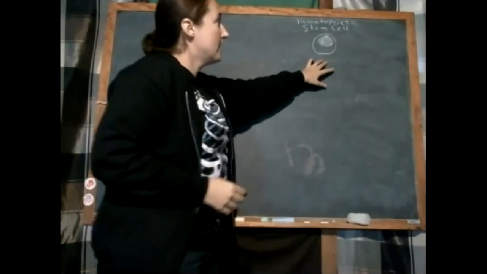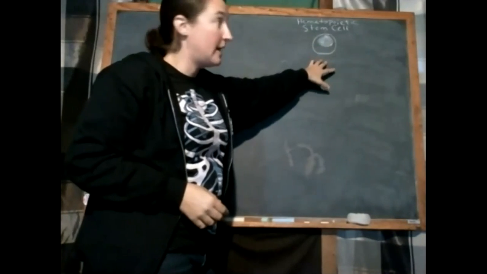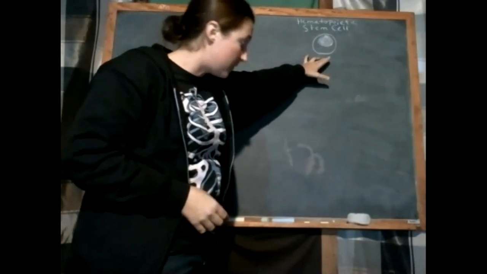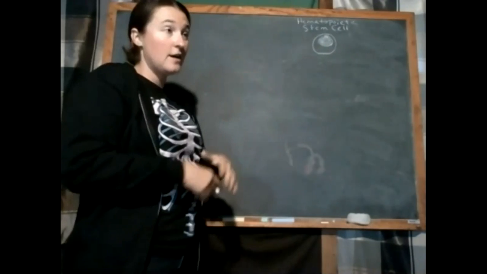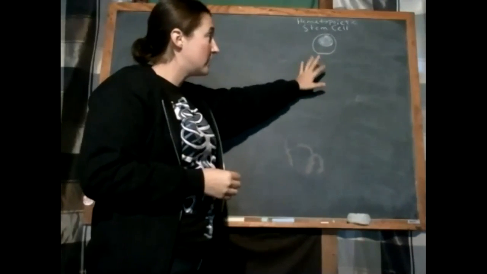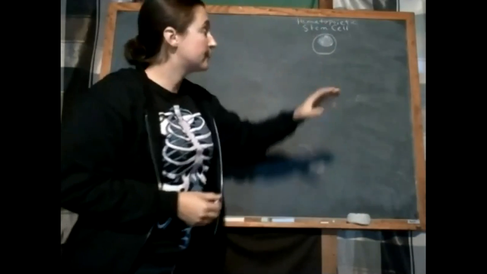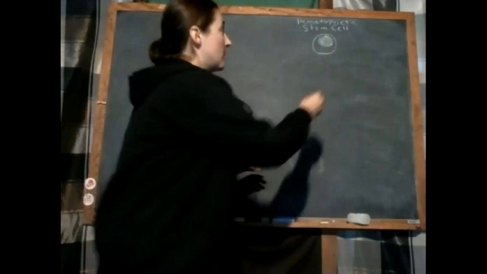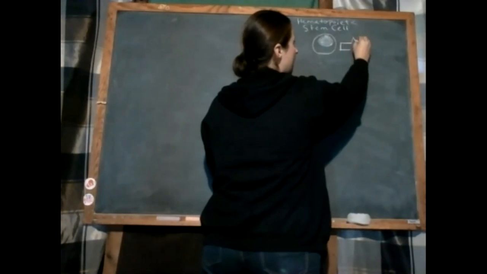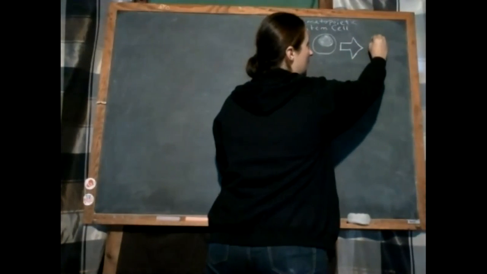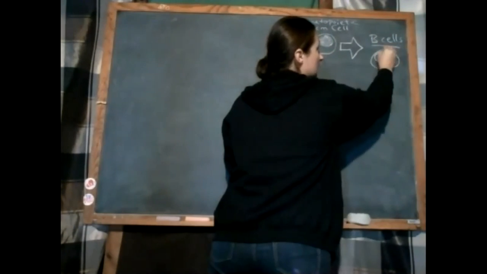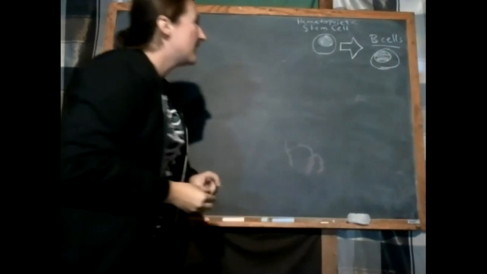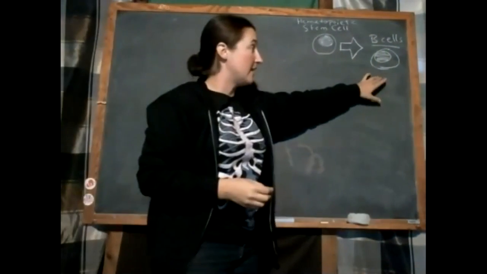Okay, so I have already drawn the hematopoietic stem cell up here, right? So this is within the bone marrow, okay? Remember that there are triggers, there are ligands that are going to cause the differentiation and proliferation of these stem cells. One option are the B cells. All right, so these stem cells can grow up to be the B cells.